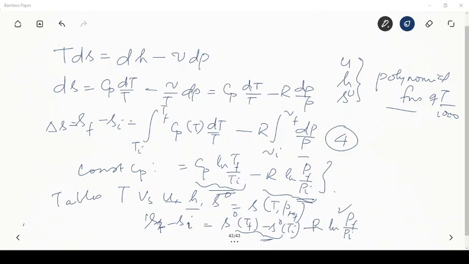Okay. For this class, we'll stop at this point and continue in the next class with more complex forms of equations of state. This lecture became a little longer than the usual ones, but I think that was necessary. Okay, we'll stop here.